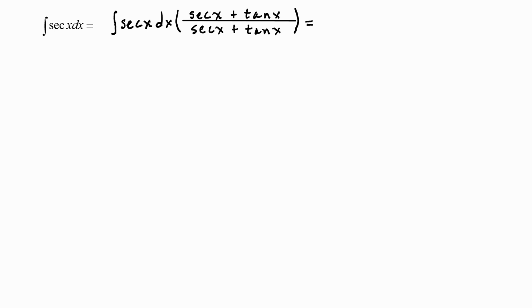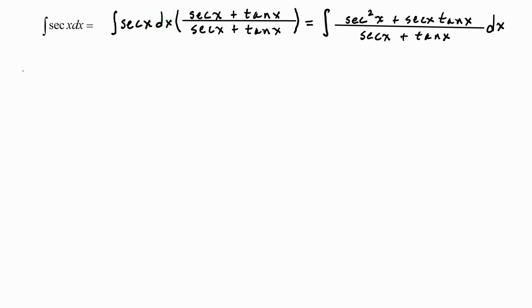Now what happens is we get the integral. Let's make our fraction bar. And in the numerator, this secant x is going to distribute to both of these terms inside the parentheses. And we get secant squared of x plus secant x tangent of x. And in the denominator, we have secant of x plus tangent of x. And then we still have this dx we need to bring over.